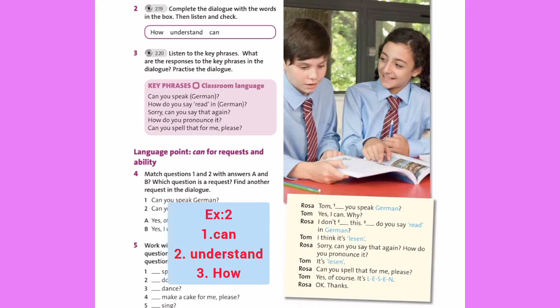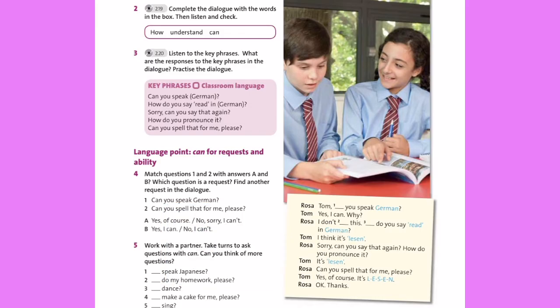Tom, can you speak German? Yes, I can. Why? I don't understand this. How do you say read in German? I think it is listen. Sorry, can you say that again? How do you pronounce it? It is listen. Can you spell that for me, please? Yes, of course. It is L-A-S-E-N. Okay, thanks.